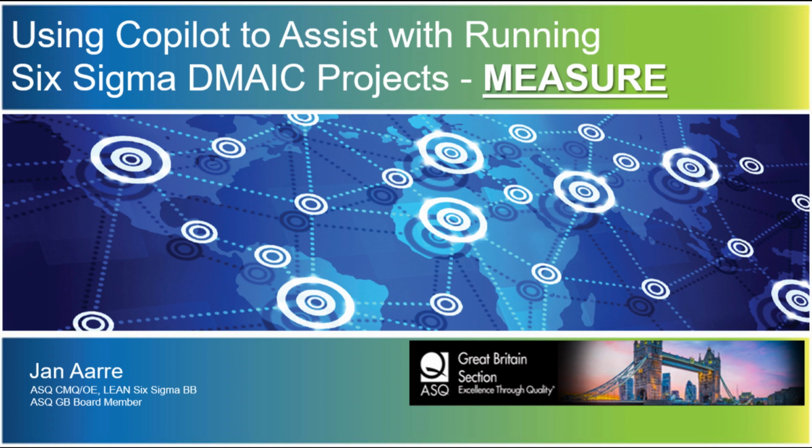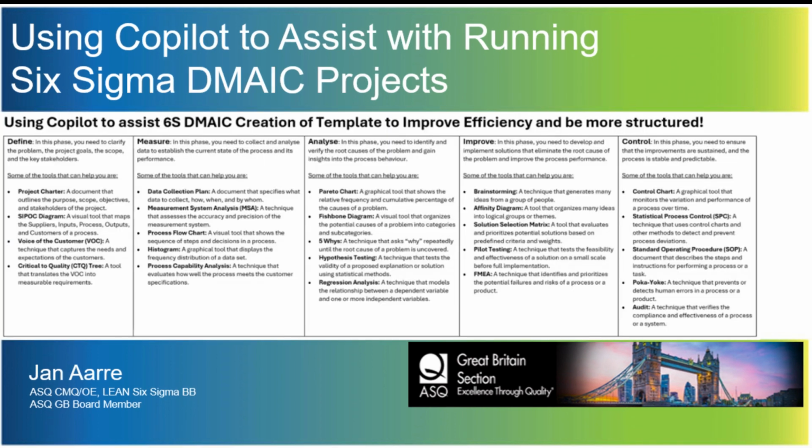Welcome. This is the second recording showing how you can use Copilot to assist you with your Six Sigma DMAIC phases. In this recording, we will cover measure, which covers data collection plan, how you can structure to create a measurement system analysis, MSA, how you can create a process flow chart, how you can use Copilot in Excel to create a histogram, and lastly, how you can structure and create a process capability analysis. Let's get started.